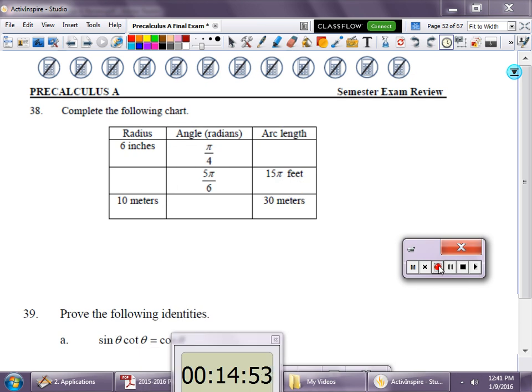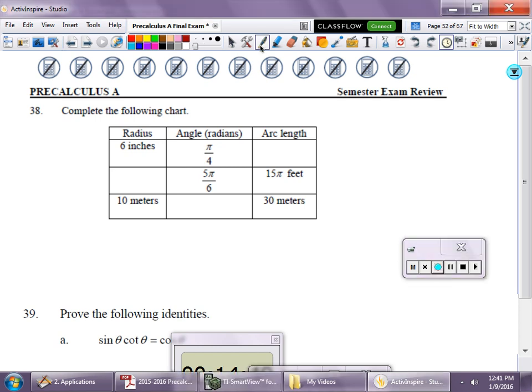Okay, analyzing 38, complete the chart. Radius, let's go ahead and substitute r. Angle, theta, arc length is s. This should be a mini cap that we're working with a formula that you should have memorized. It may or may not be on your review sheet. If not, here it goes.